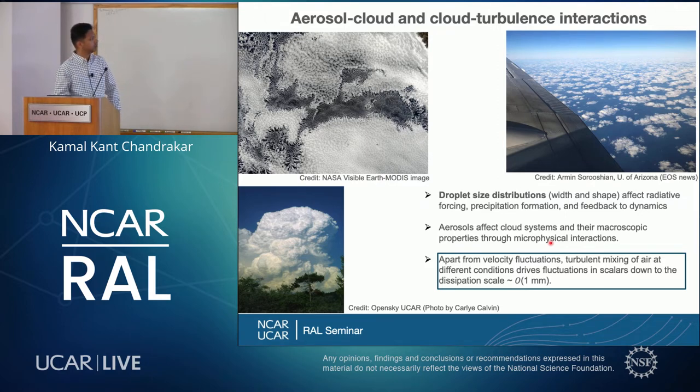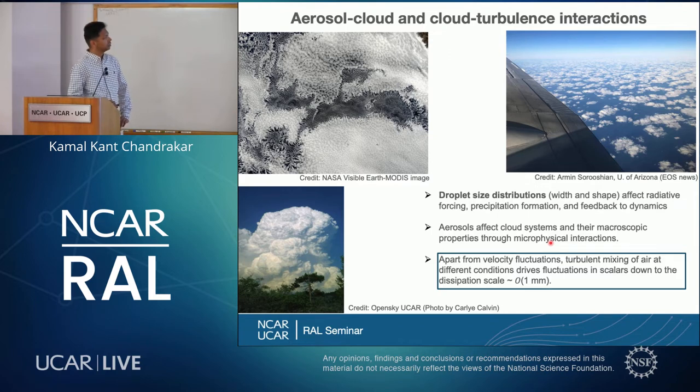Also, it affects the precipitation formation in those regions. When the cloud droplets are small, the autoconversion rates are also smaller, so there is less precipitation formation compared to the region where you have slightly lower aerosol concentration and larger cloud particles that initiate the precipitation and drizzle formation.